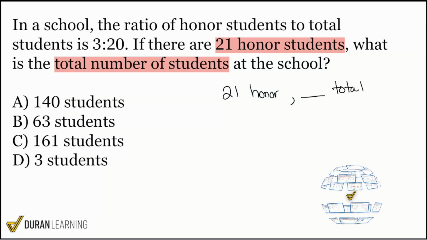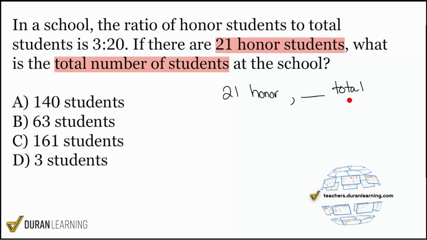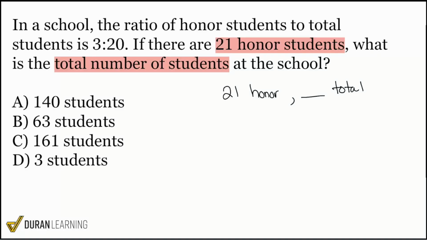Before I continue, yes or no, everybody, are we certain that we are looking for the total and we're given 21 honor students? Can we be certain of that based on what our eyes are telling us? Yeah, absolutely, right? Okay, cool. Sounds good. Now, let me remind you that the proportion that we are going to try to set up is, again, honor students compared to total.